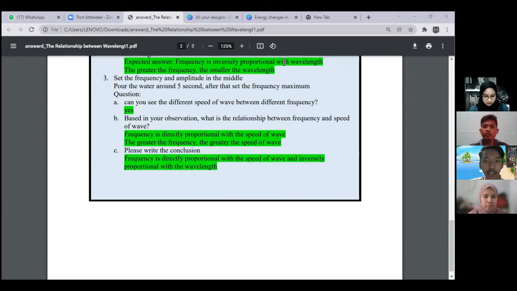Great. Good answer for Anazar. And for all of you who presented the work, the answer is correct. And thank you for your hard work in your presentation. And I will continue the class activities because you have done the worksheet. And I will give you some additional information about your result.